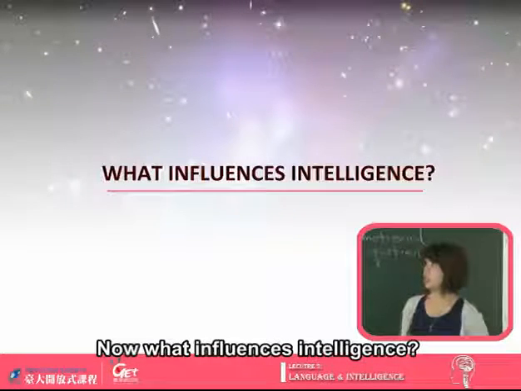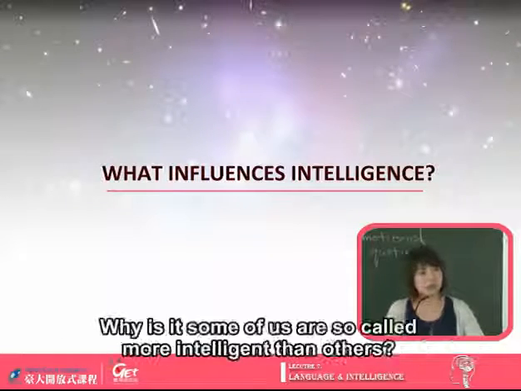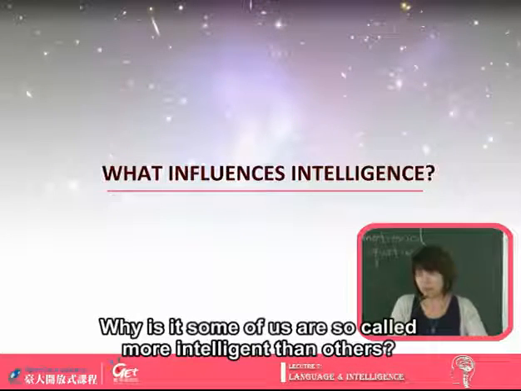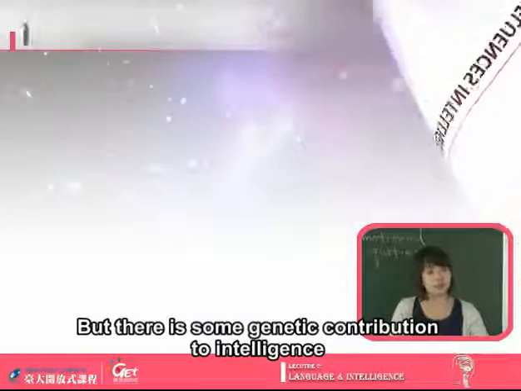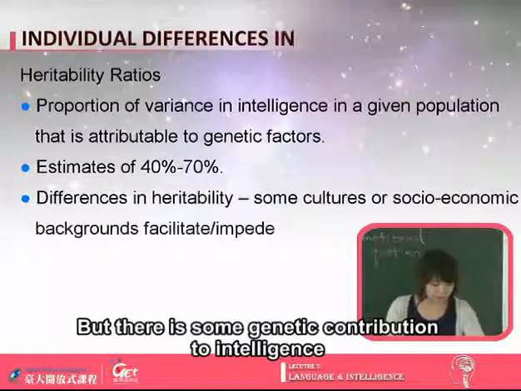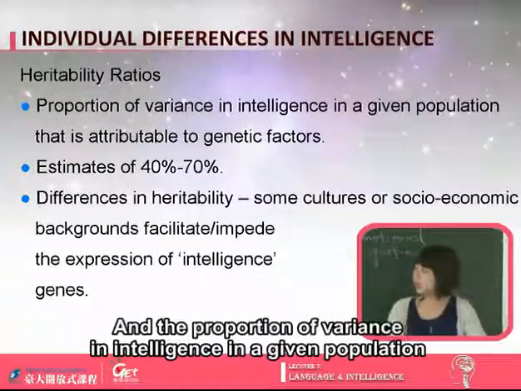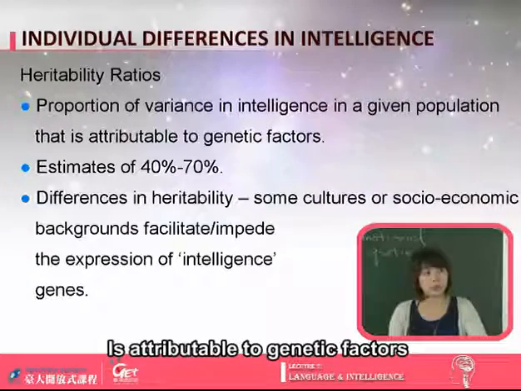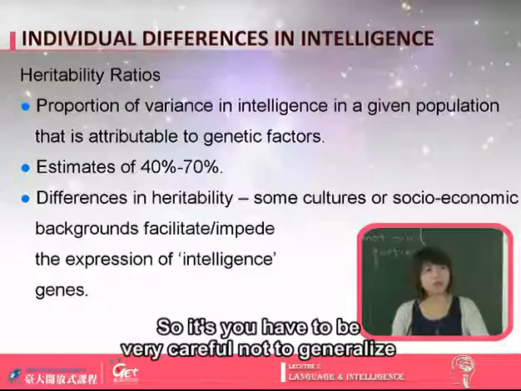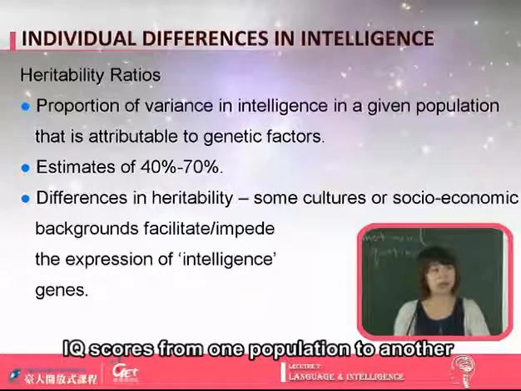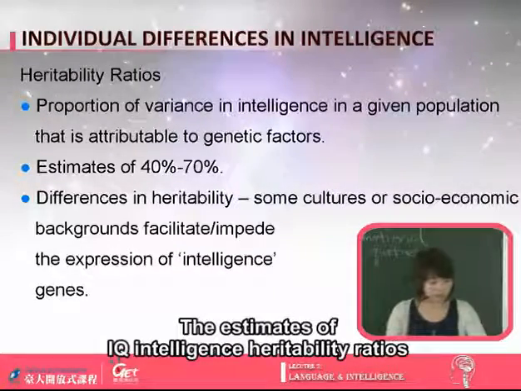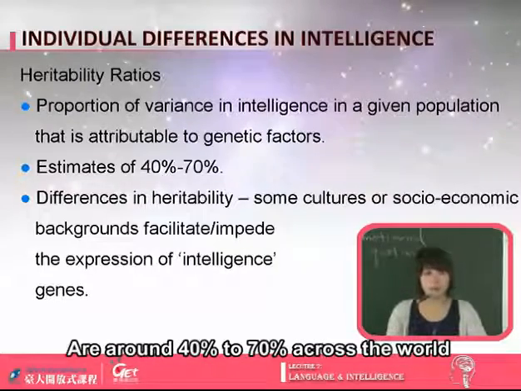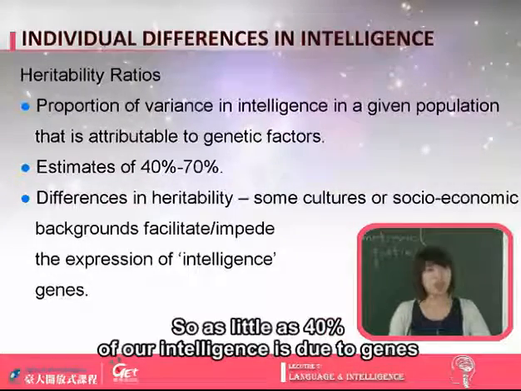Now, what influences intelligence? There are individual differences in intelligence. Why is it some of us are so-called more intelligent than others, depending on which test we're being tested with? But there is some genetic contribution to intelligence. And the proportion of variance in intelligence in a given population is attributable to genetic factors. So you have to be very careful not to generalize IQ scores from one population to another. The estimates of IQ intelligence heritability ratios are around 40% to 70% across the world. So as little as 40% of our intelligence is due to genes.